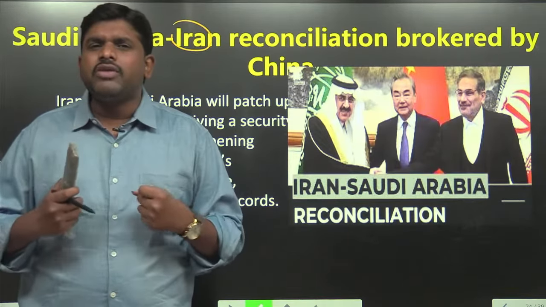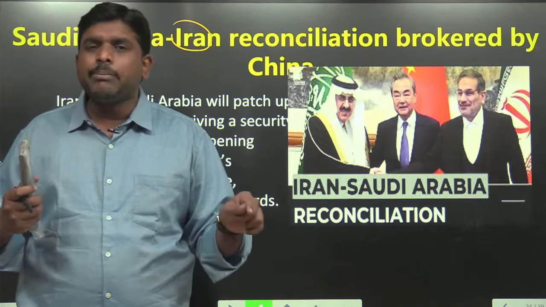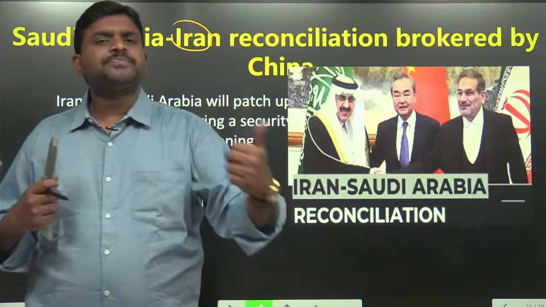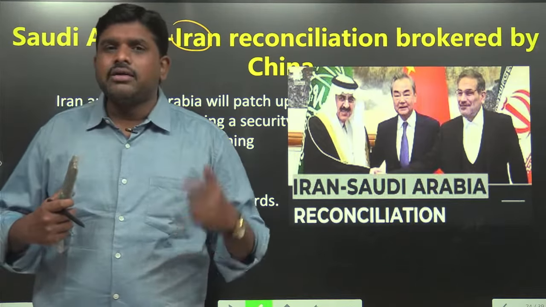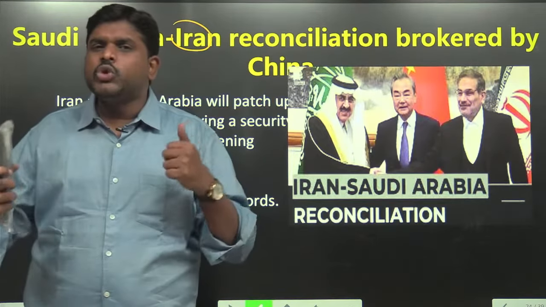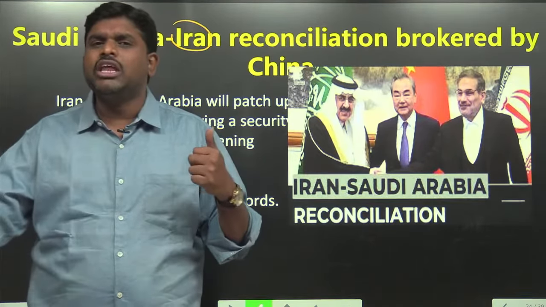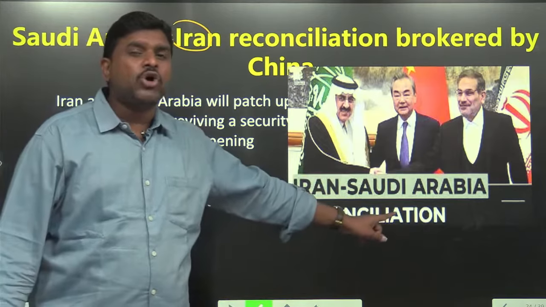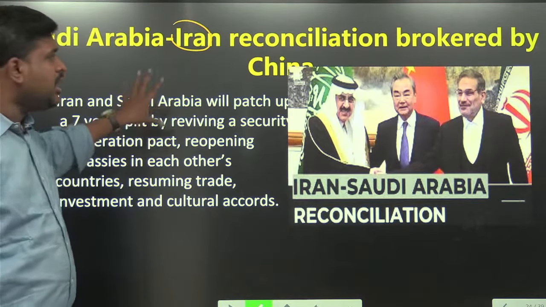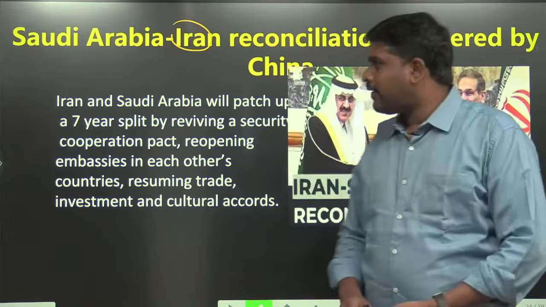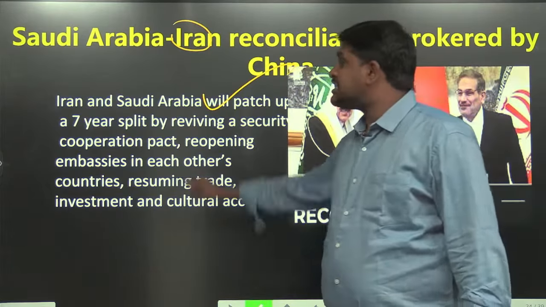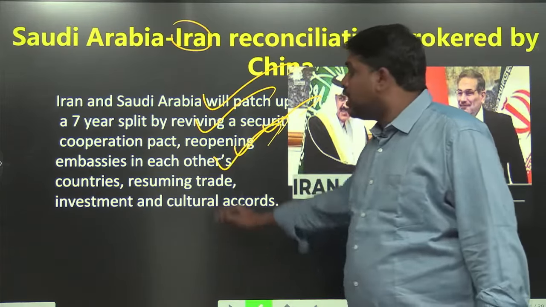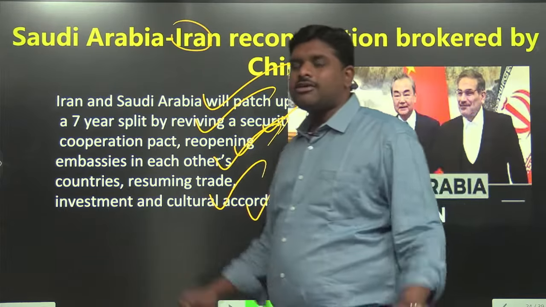So every time there is a conflict, for example, if you take Syria now, what is happening in Syria? There is a conflict between Sunnis and Shias. Indirectly, it is a conflict between Saudi Arabia and Iran. Yemen, in Yemen also there is a conflict between Sunnis and Shias. Indirectly, the conflict between the Saudi Arabians and Iranians. So now, in order to lessen this conflict, China brokered and made a historic deal between Saudi Arabia and Iran. Iran and Saudi Arabia will patch up a 7-year split by reviving a security cooperation pact, reopening embassies in each other's countries, resuming trade, investment and cultural accords, everything.